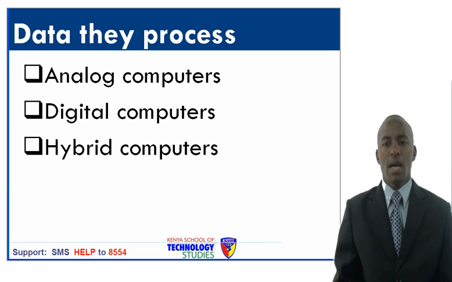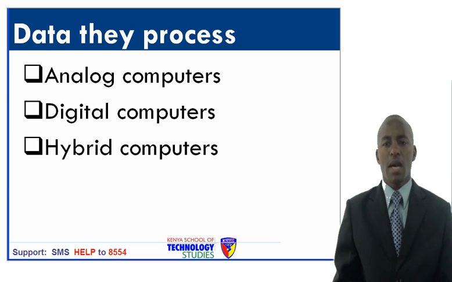Under purpose, we have three types of computers. We have special purpose computers designed to perform a specific task only. We have general purpose computers designed to perform a wide range of tasks. We also have dedicated computers. These are general computers that are dedicated to a specific task only, e.g. committed to word processing tasks only.